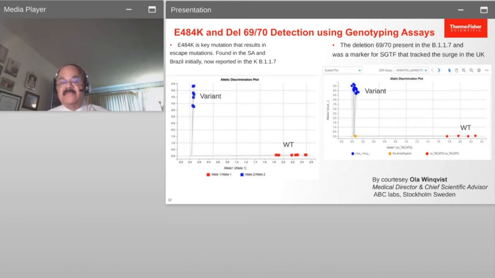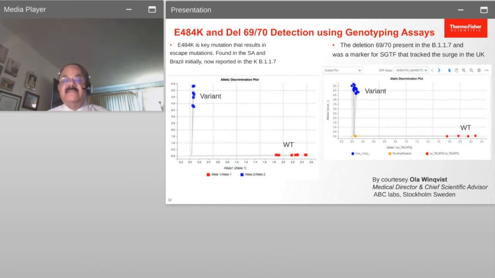The software takes the fluorescence coming out of the FAM probe and the VIC probe and then plots these cluster plots, where what you're actually plotting is the ratio of the fluorescence from the two dyes. So variants cluster here in blue and the wild type clusters in the bottom here on the x-axis in red. And so this can be used very effectively.